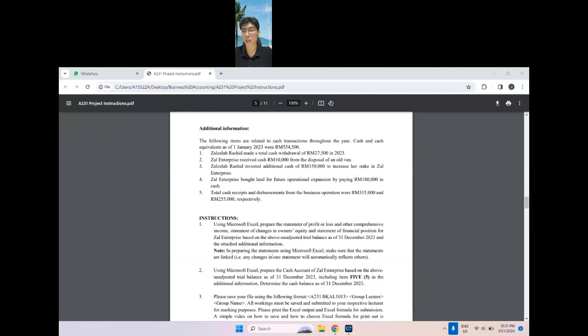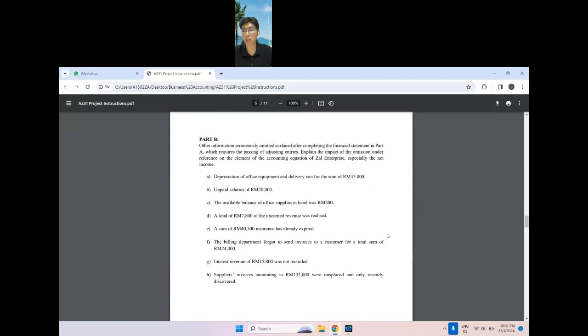Since we have finalized the trial balance in Part A, we are able to prepare the three statements, which are the statement of profit or loss, statement of changes in owner equity, and statement of financial position. So we can move to Part B.